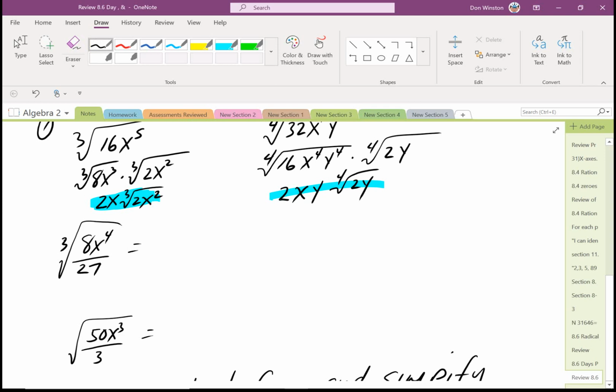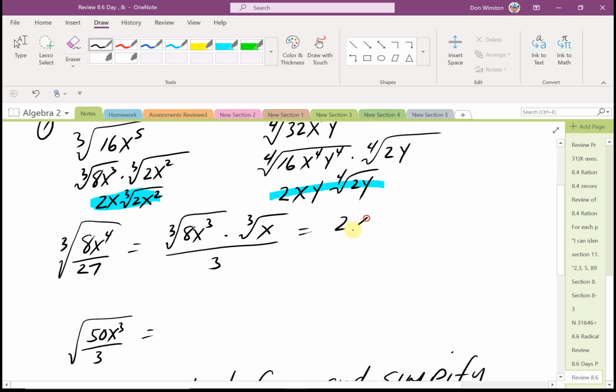So let's see here. Okay, the cube root of 8x to the 4th over 27, I'll break that up. The cube root of 8x to the 3rd, because 3 is a multiple of 3, times the cube root of x. X to the 1st times x to the 3rd is x to the 4th. The cube root of 27 is 3. And so this will equal, the cube root of 8 is 2. 3 divided by 3 is 1, so that's 2x times the cube root of x over 3. So final answer there.